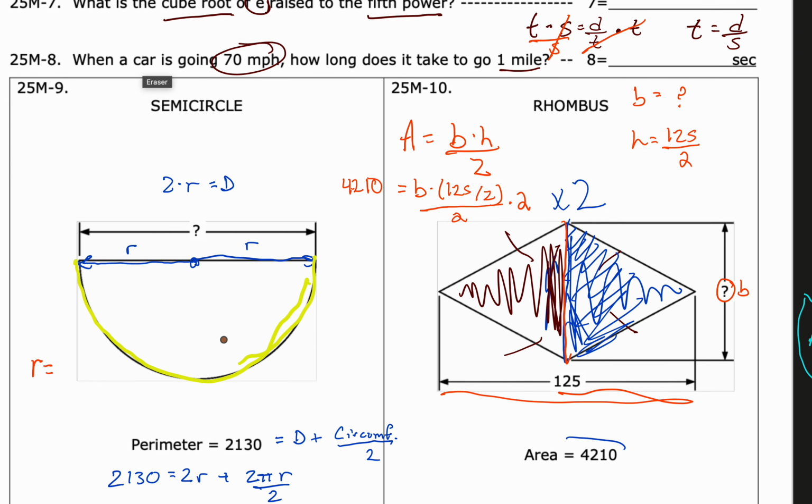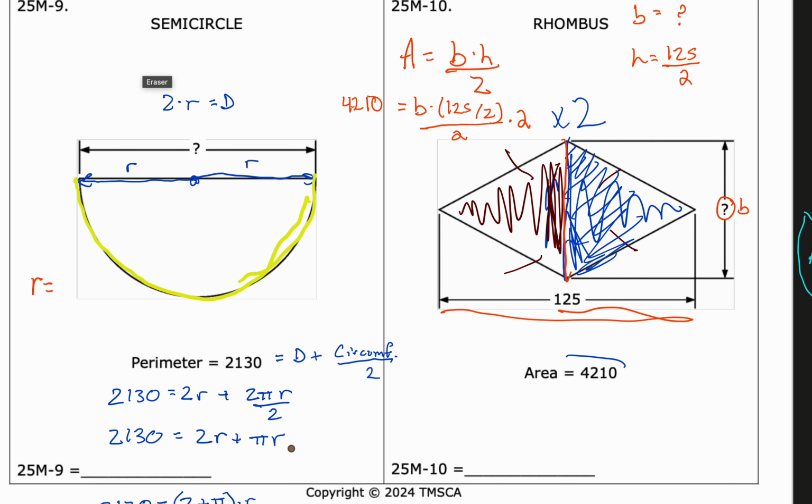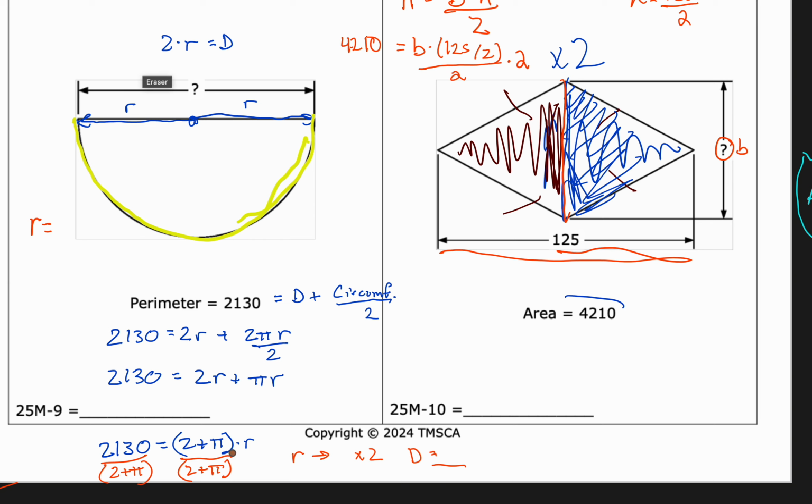Number 9. They give us a perimeter of a semicircle, and they want us to find out the diameter. The diameter is going to be 2 times the radius. And this yellow portion here is going to be half the circumference, whose formula is 2 pi r. Putting all this together, this becomes 2r plus 2 pi r. You could factor out the r's, and you get 2 plus pi.